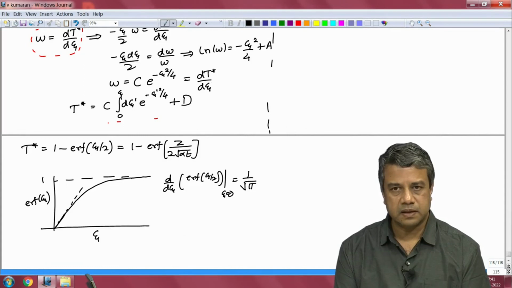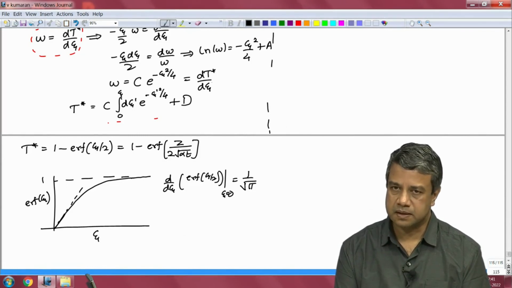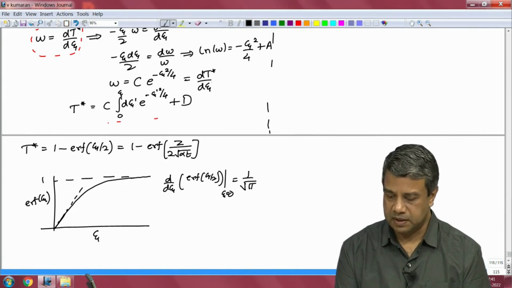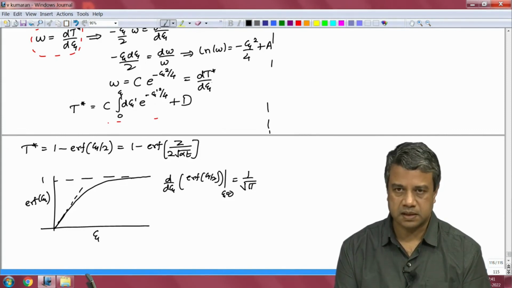So far I have calculated the temperature field, now I need to calculate the flux. How does the flux vary with position and time? I will continue that in the next lecture. I will see you then.